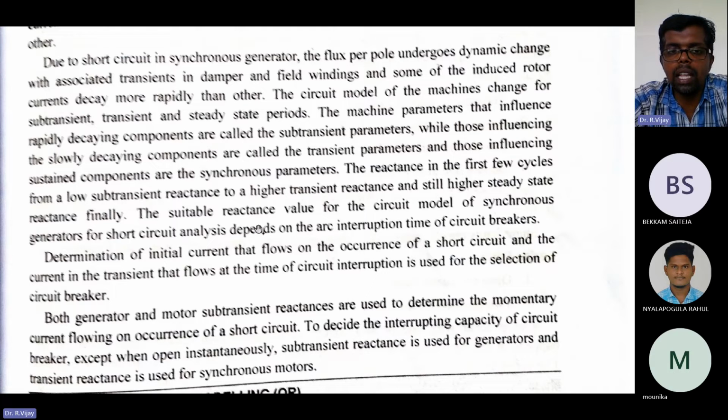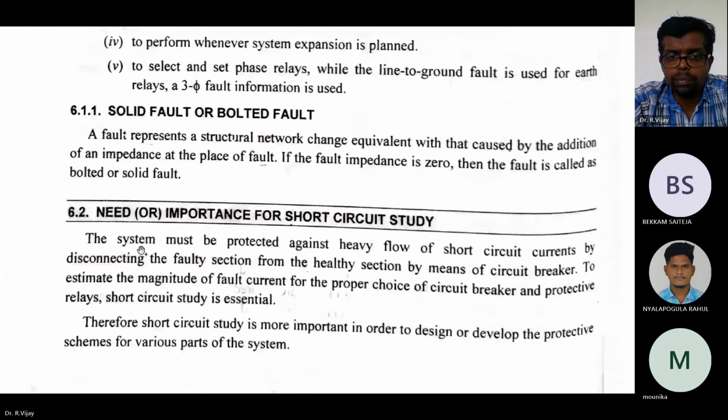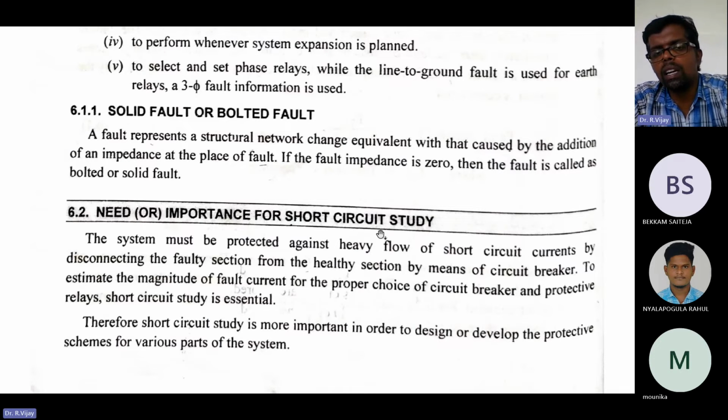So these are some of the important points for the importance of short circuit study. They may ask simply for the need for short circuit study as a 2-mark question, or the importance of short circuit study as a 2-mark question, or sometimes short notes, like half of your long answers. They may ask one part of a long answer. They may ask 5-mark questions, or like that.